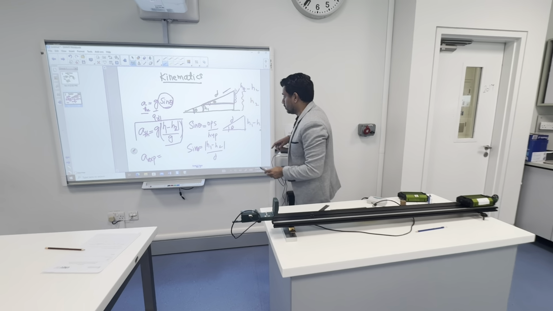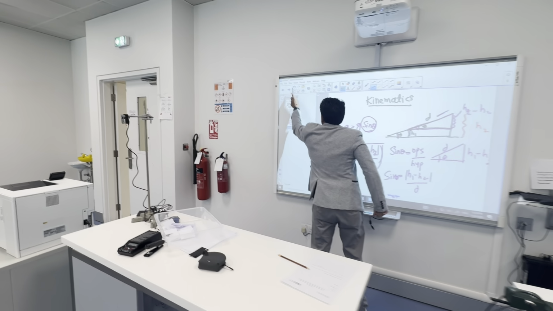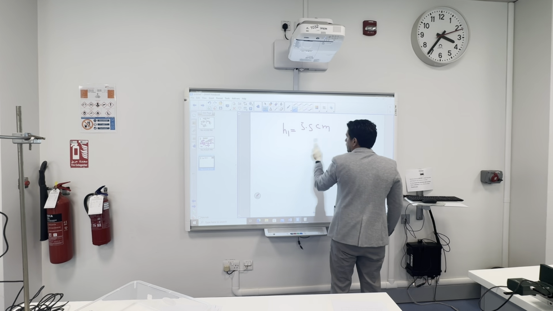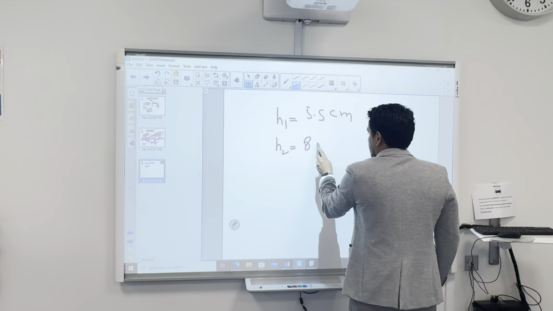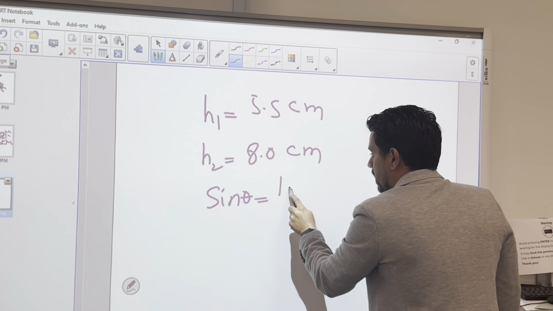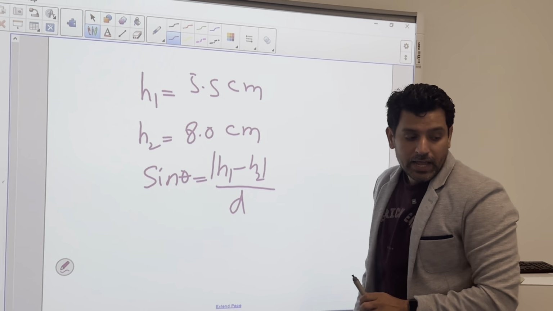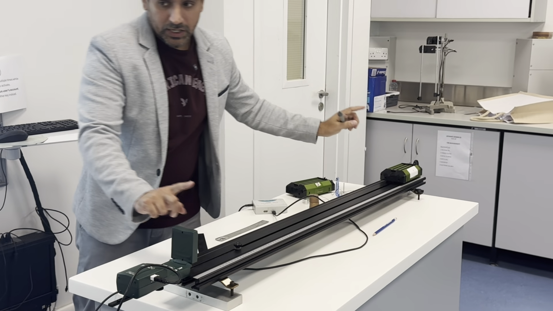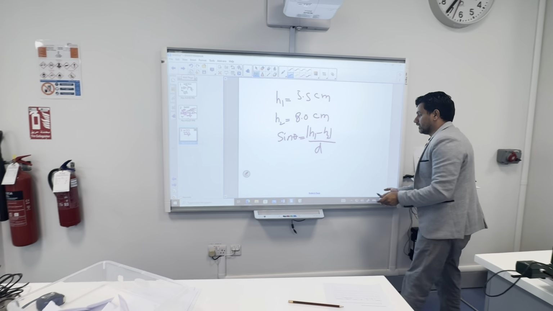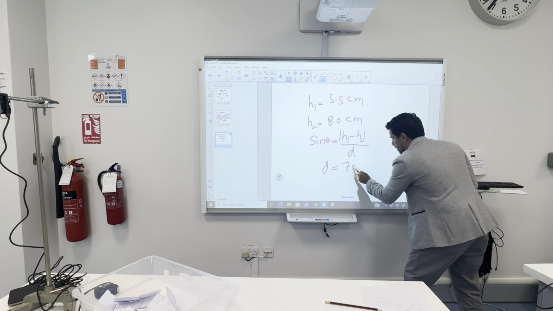So, we are going to substitute. Over h1, the height is 5.5 centimeters, and over h2, the height is 8.0 centimeters. Our sine theta will give us the positive value of h1 minus h2 divided by d, the distance between them. We take one at 10 and one at, say, 80, so d is 70 centimeters.